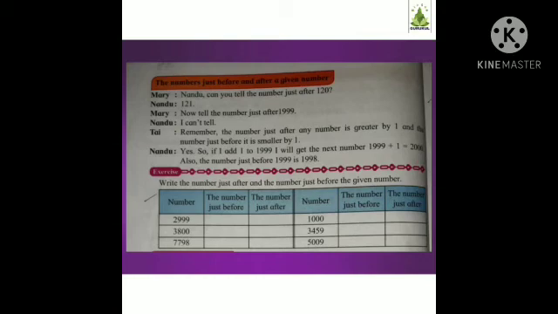2999. What will come? Subtract 1 from 2999 and you will get answer, that is 2998. Which number will come after 2999? For this, add 1 and your answer is 3000. This way, practice rest of the number writing just before and after.